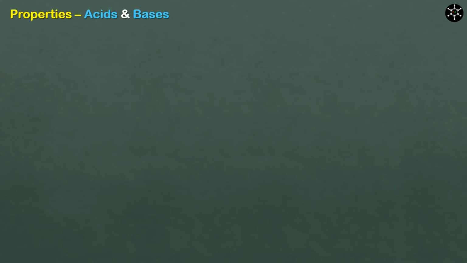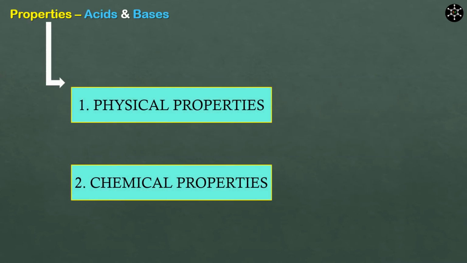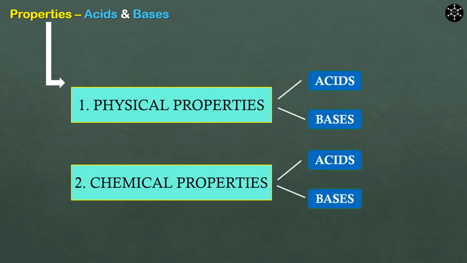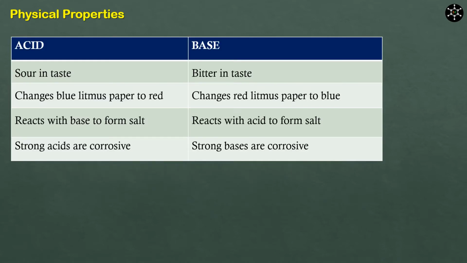Under properties, we will be discussing the physical and chemical properties of acids and bases. Coming to the physical properties, acids are sour in taste. Acid changes blue litmus paper to red. Acid reacts with base to form salt. Strong acids are corrosive in nature.